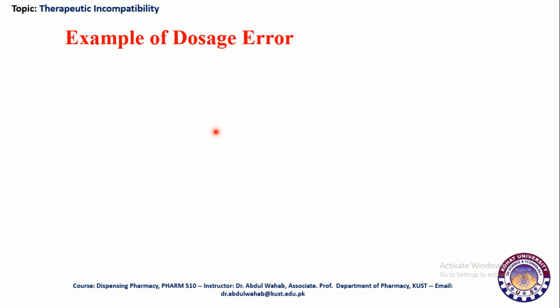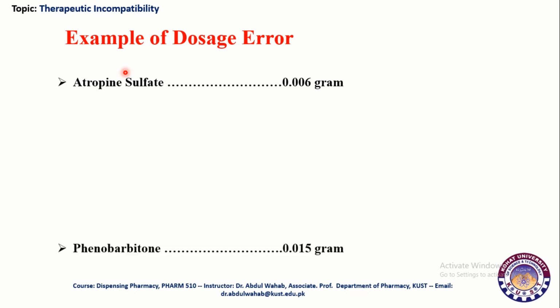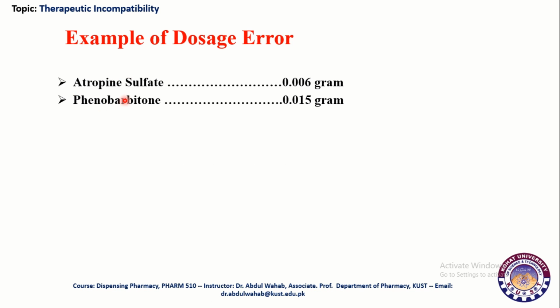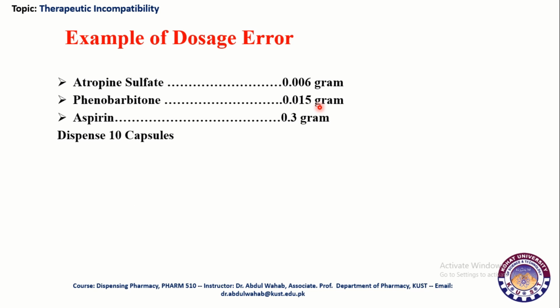Example of dosage errors. Atropine sulfate, as you can see over here, it is the prescription, and the quantity of atropine sulfate is 0.006 gram. Similarly, phenobarbital 0.015 gram, aspirin 0.3 gram. Dispense 10 capsules. It is a prescription order for the pharmacist.